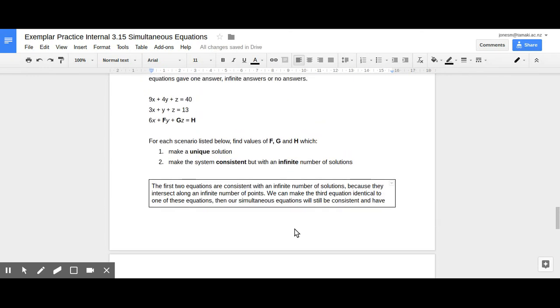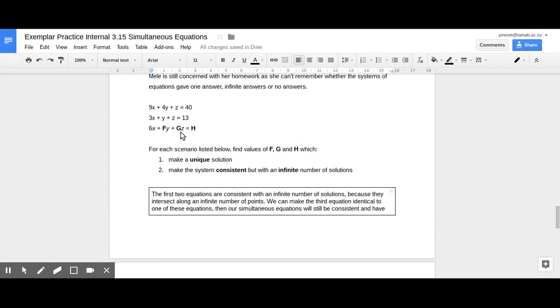So what I'm going to do is I'm going to change this equation by using one of these other equations. What I can't change in this equation is the 6x. So I want one of these other equations to change to 6x. Looking at equation 2, I can make that 3x into a 6x by multiplying by 2.